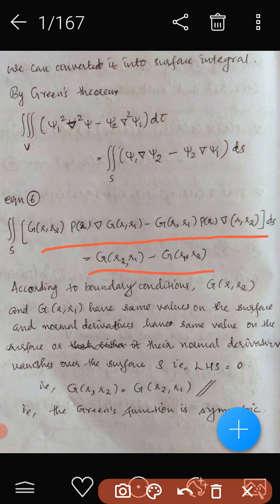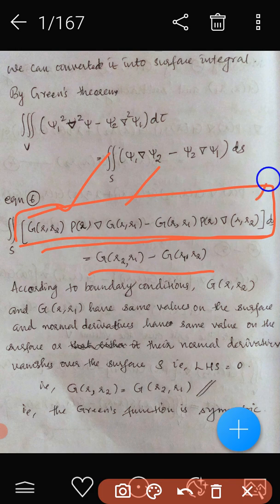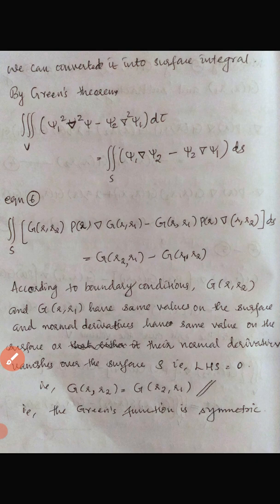But according to the boundary condition, g of r comma r2 and g of r comma r1 have the same values on the surface. So the LHS part will be 0, because they have the same values. Therefore the RHS is equal to 0. Therefore g of r1 comma r2 is equal to g of r2 comma r1. So we can prove that the Green's function is symmetric.